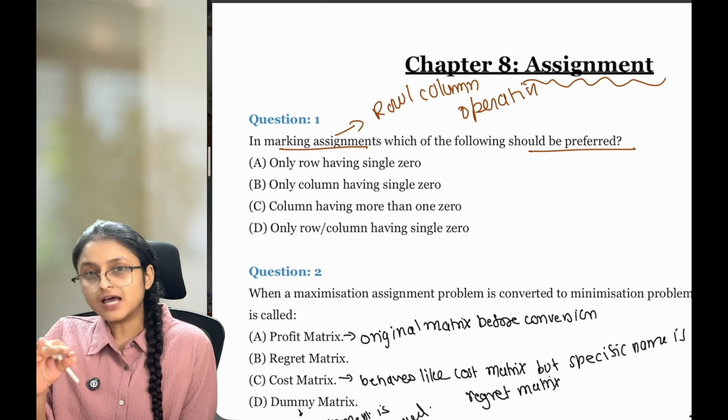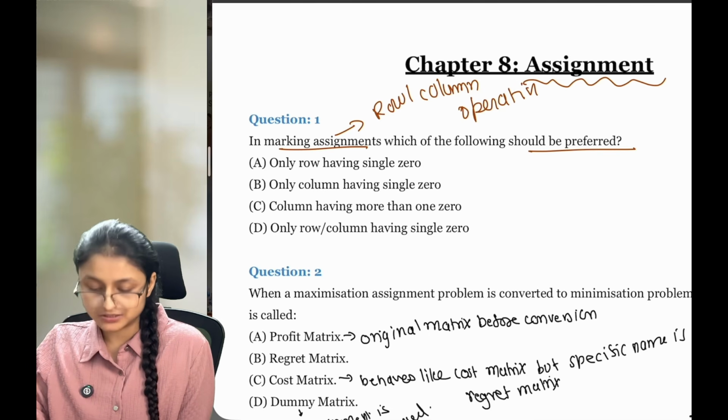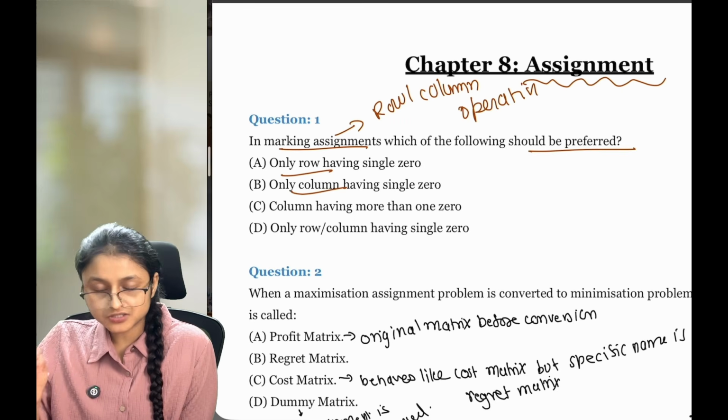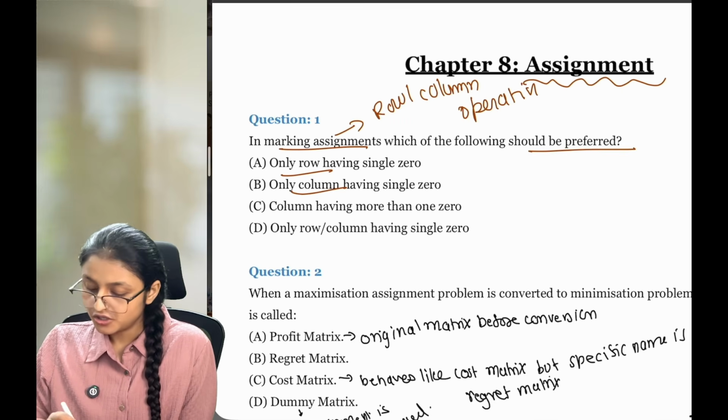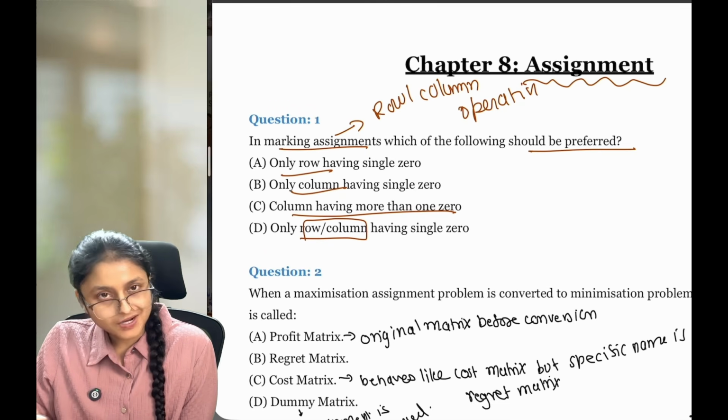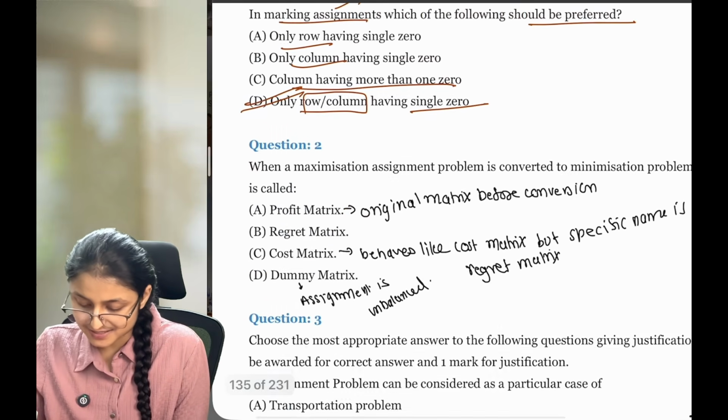We prefer either our rows or columns which have only one 0. Okay? You are not going to only prefer row. You are not going to only prefer column which has single 0. You are never going to prefer a column having more than one 0. You are going to prefer the row or column which has single 0. Hence, this is the correct answer.